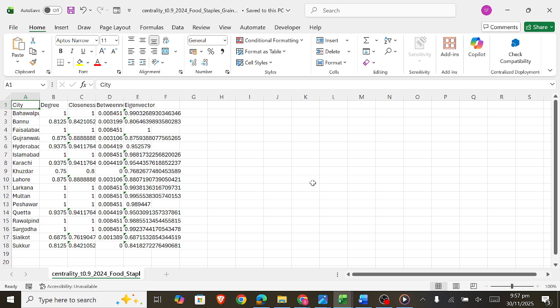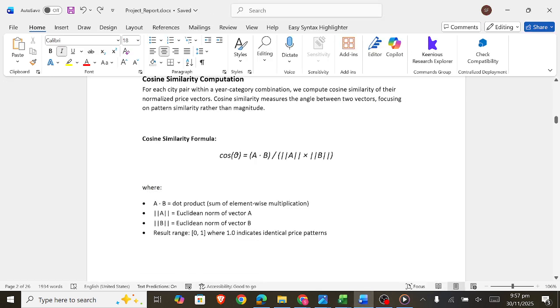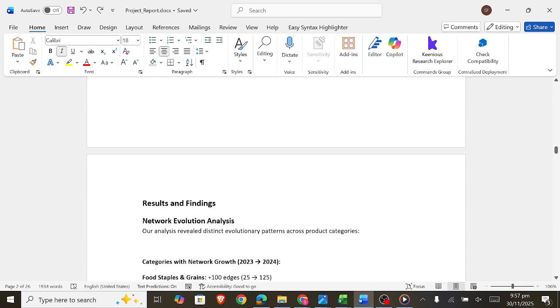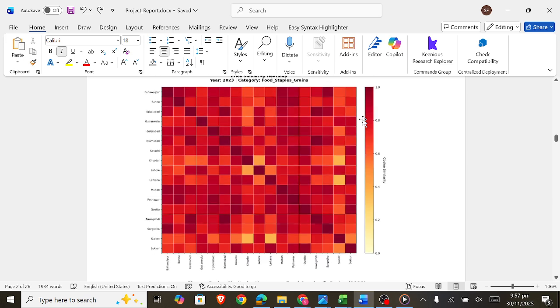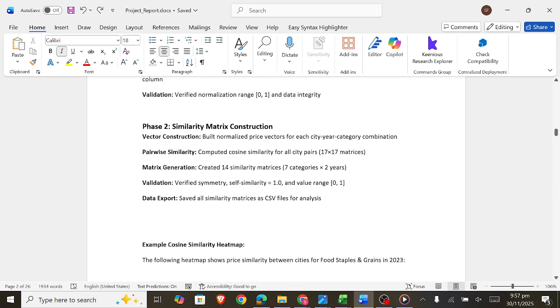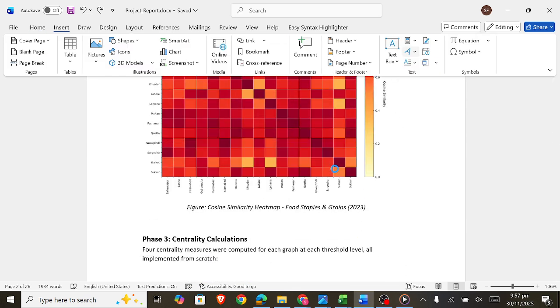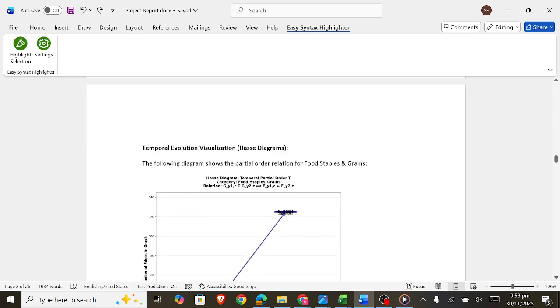So we can see that to get a single influence score per city, we aggregated these measures using weights. If we go to the aggregation part in our file, we can see the formula where WD plus WC plus WB plus WE is equal to 1.